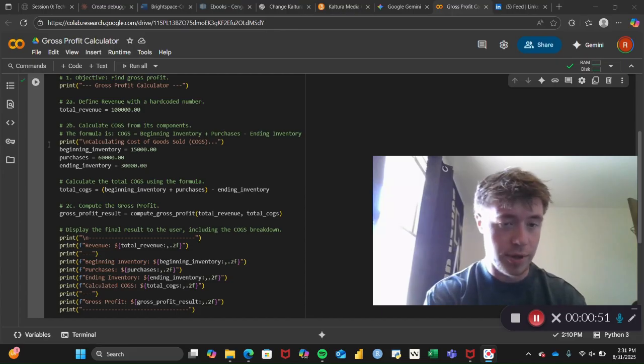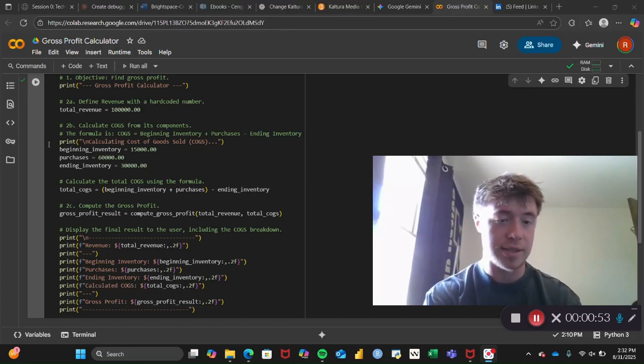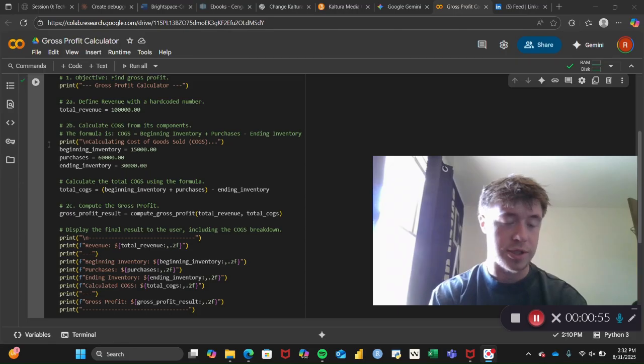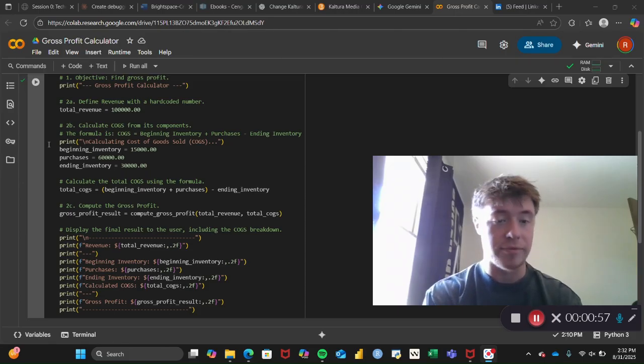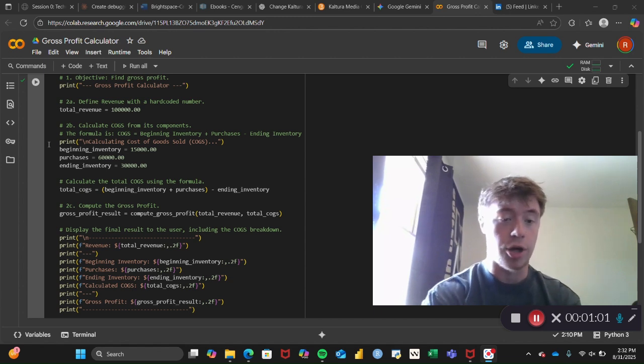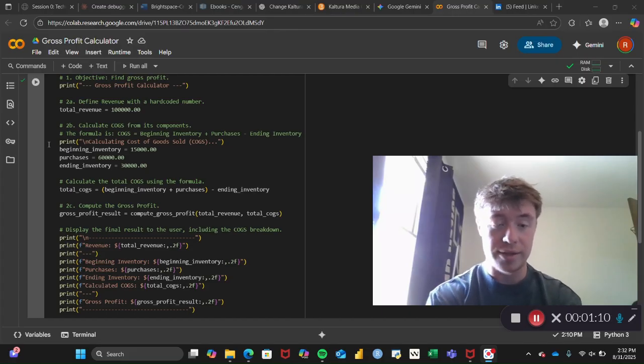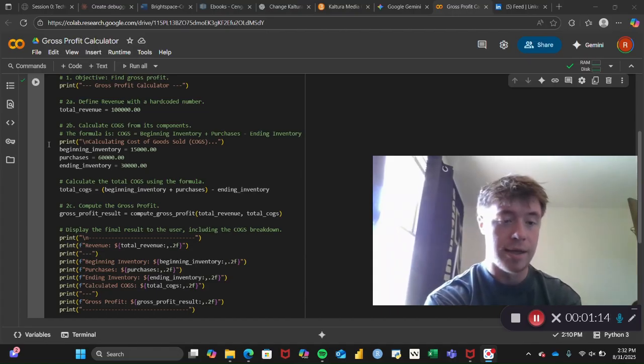One, beginning inventory, which is 15,000 in this example. Purchases, which is 60,000, and ending inventory, which is 30,000. Now, to calculate our total cost of goods sold, we first want to add together the amount for beginning inventory and purchases. Once we have calculated that, we will then subtract our ending inventory from that.